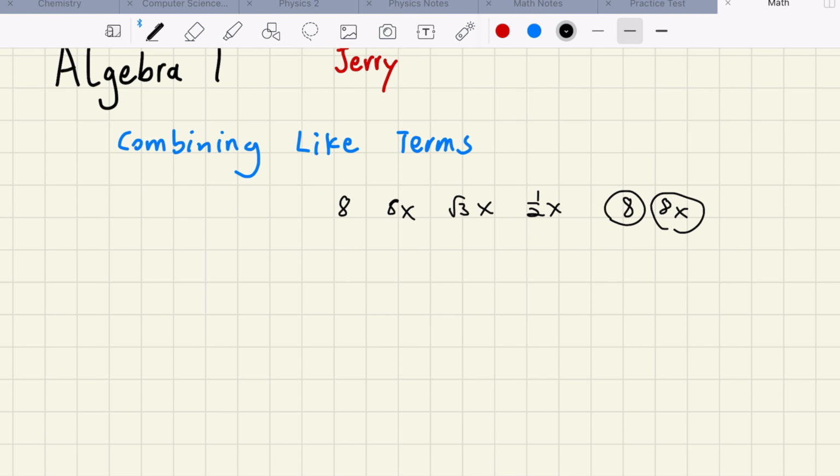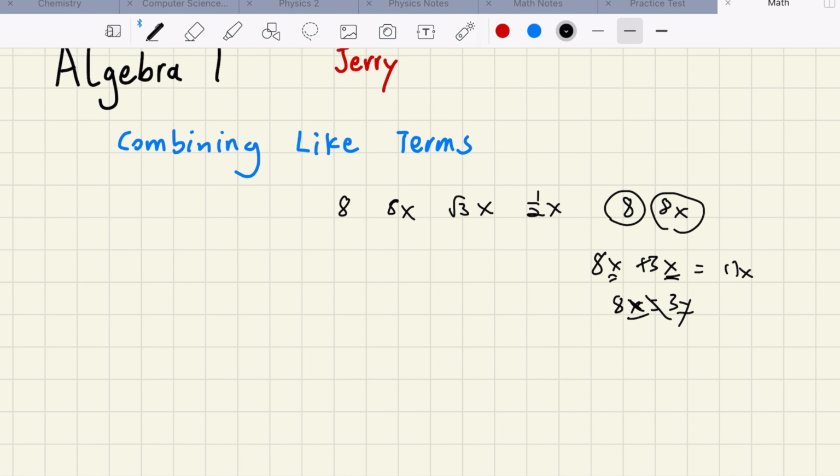However, we can combine 8x and 3x because they have the same variable. So 8x plus 3x will be 11x. However, we can't combine 8x and 3y because even though they're the same type of term, they do not have the same variable. So we cannot combine them. So let's try a few problems.